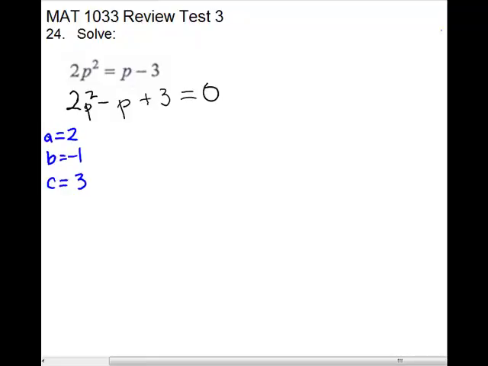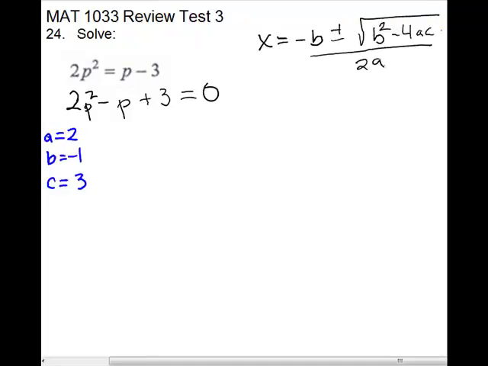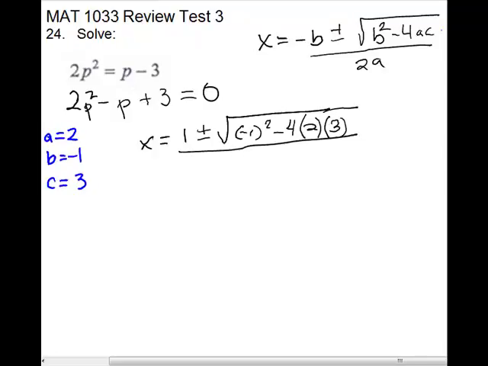Our quadratic formula is, I think I'll write it up here so that I can have more space. X is equal to -b plus or minus the square root of b squared minus 4ac all over 2a. So I'm going to plug into it. So x is equal to -b. So b is -1, so it will be a +1 plus or minus the square root. B squared, so -1 squared, minus 4 times a, which is 2, times c, which is 3, all over 2 times 2.